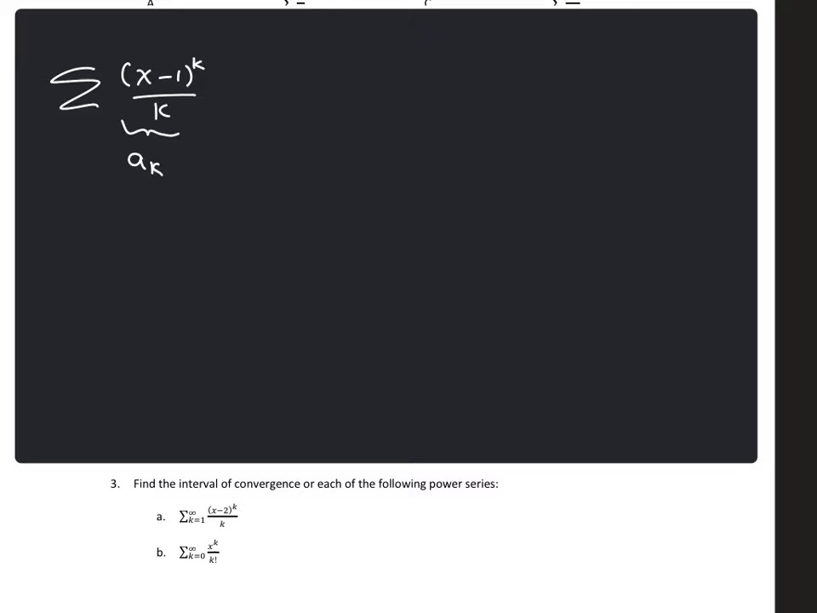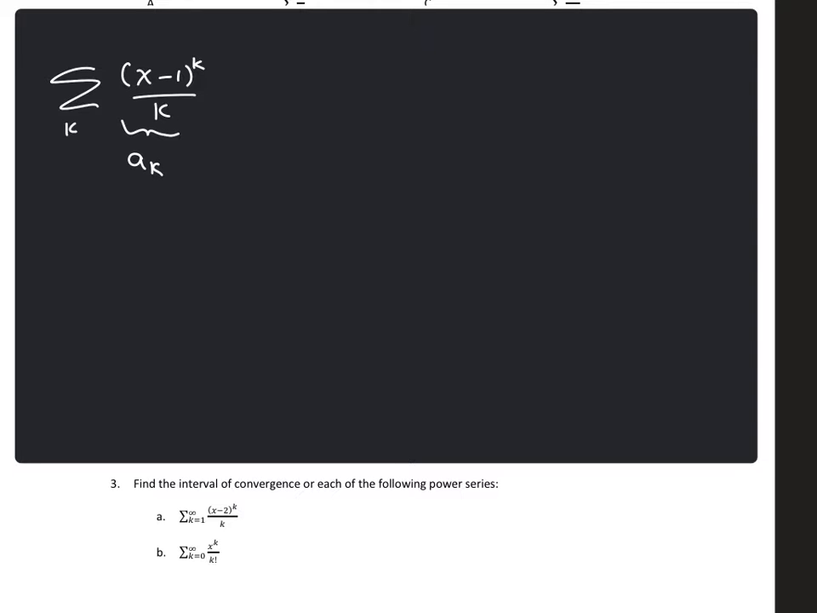Notice that these are not necessarily all positive values like we had been using before, because depending on what value x is, you could have negative numbers here. So for example, for this one, if you plugged in x equals a half, then you're going to get an alternating series. So the a sub k here, the assumption is not that it's always positive.